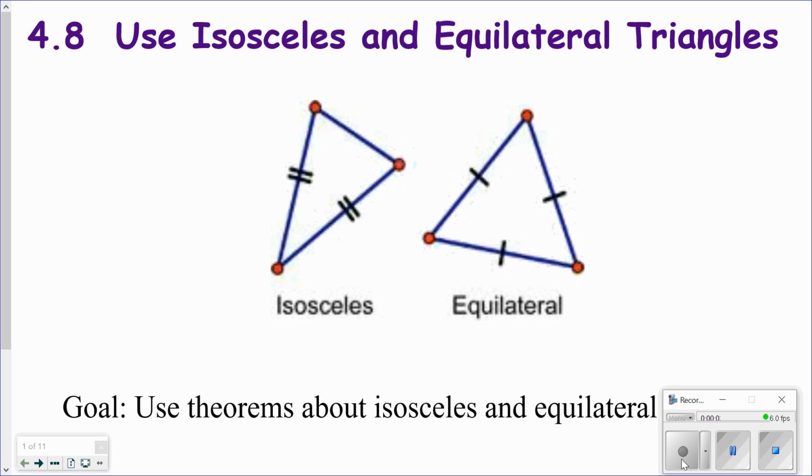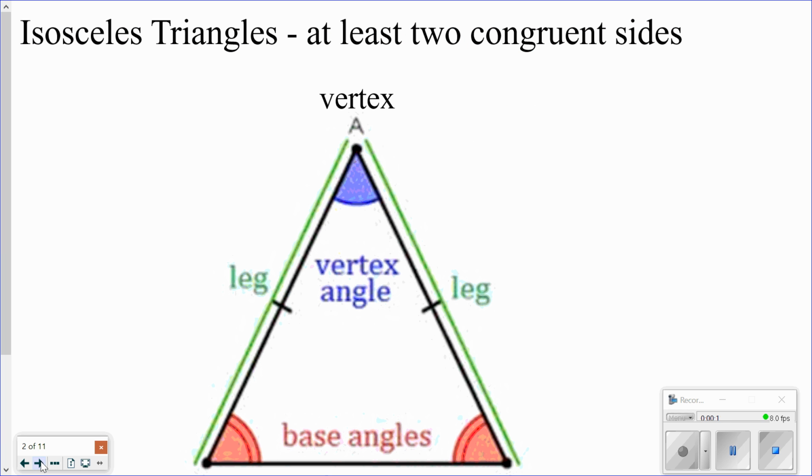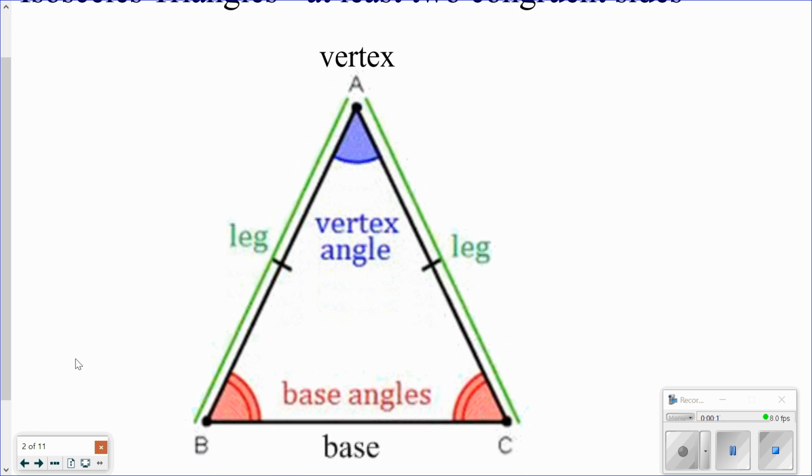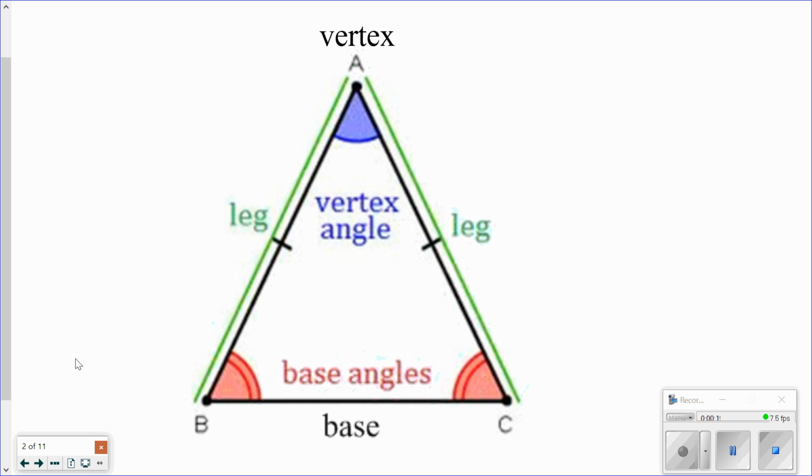Hi everyone, today we are going to start the last section of Chapter 4, which is use isosceles and equilateral triangles. So what is an isosceles triangle? An isosceles triangle is a triangle with two congruent sides. So if we look here, we have a diagram of an isosceles triangle.